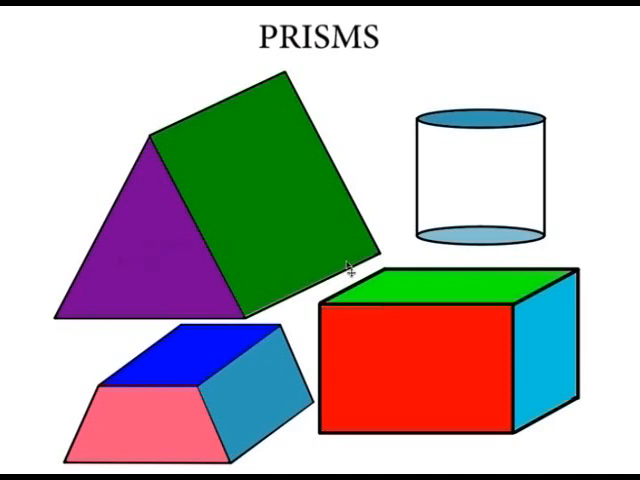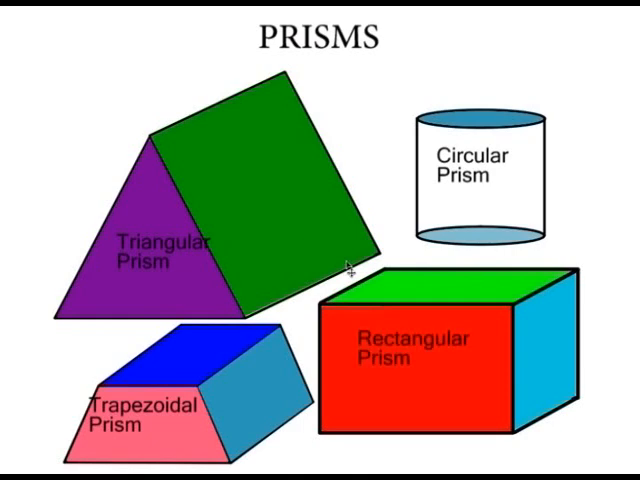That said, this is a triangular prism. A cylinder is a circular prism. This is a trapezoidal prism, and a cuboid is a rectangular prism. Surface area is the total area of all the faces making up the solid.